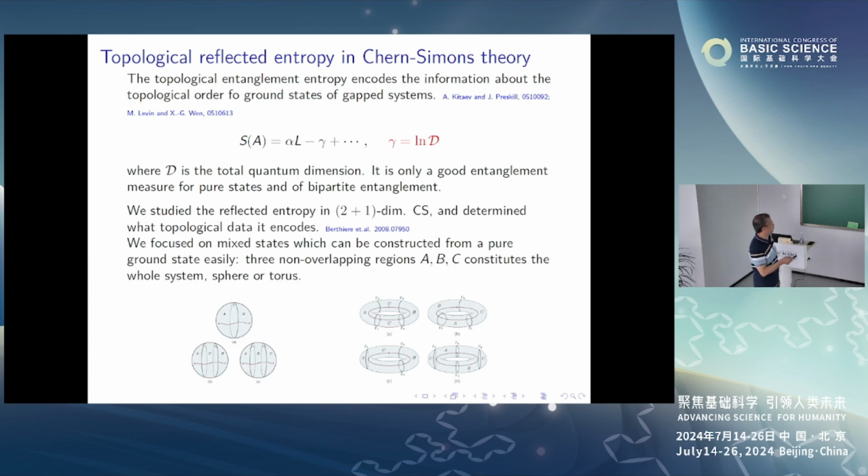We studied the entropy in 2+1 dimensional Chern-Simons theory and determined what topological data is encoded. More precisely, we focus on this kind of configuration. This is on a sphere, and this is on a torus. We know there are three non-overlapping regions A, B, C. After tracing over region C, we get a mixed state of A and B. It's the same on the torus.